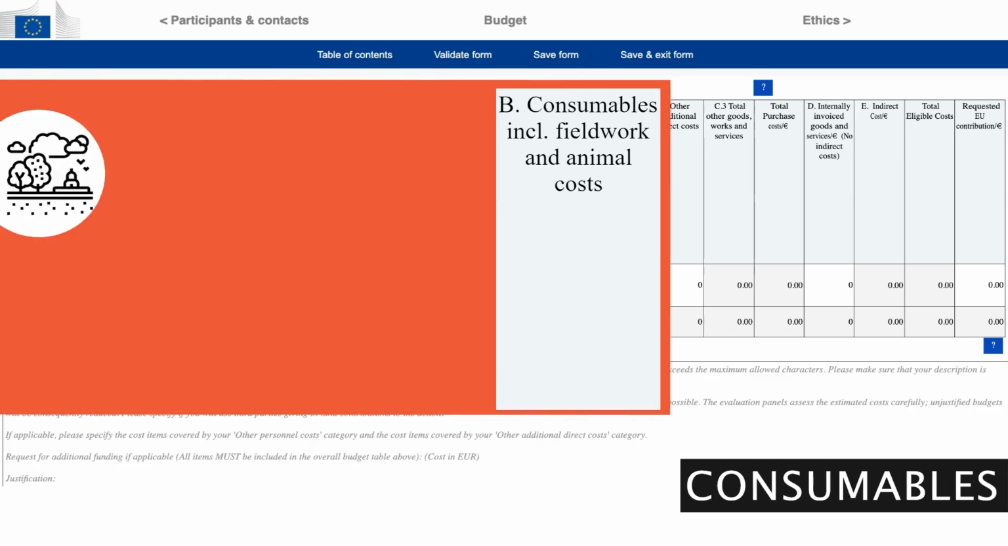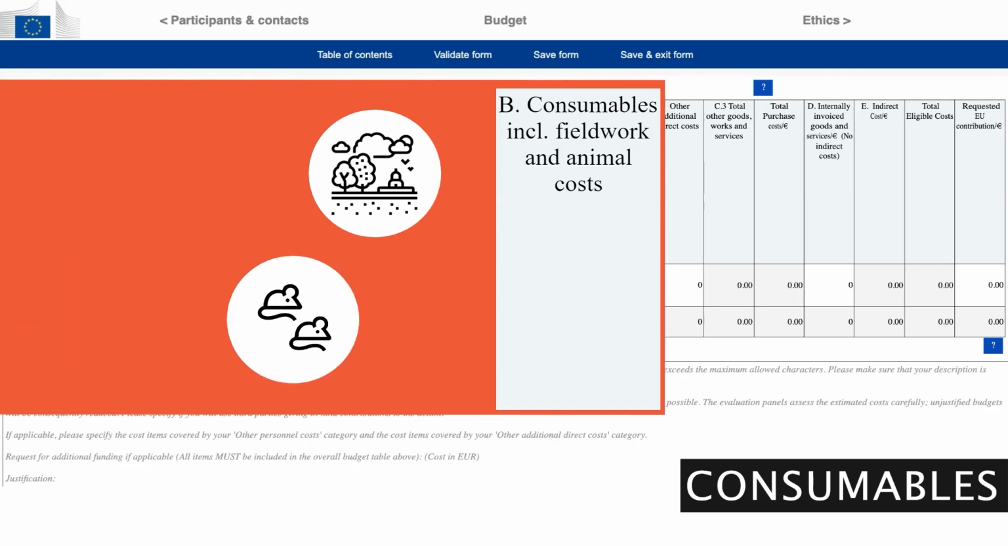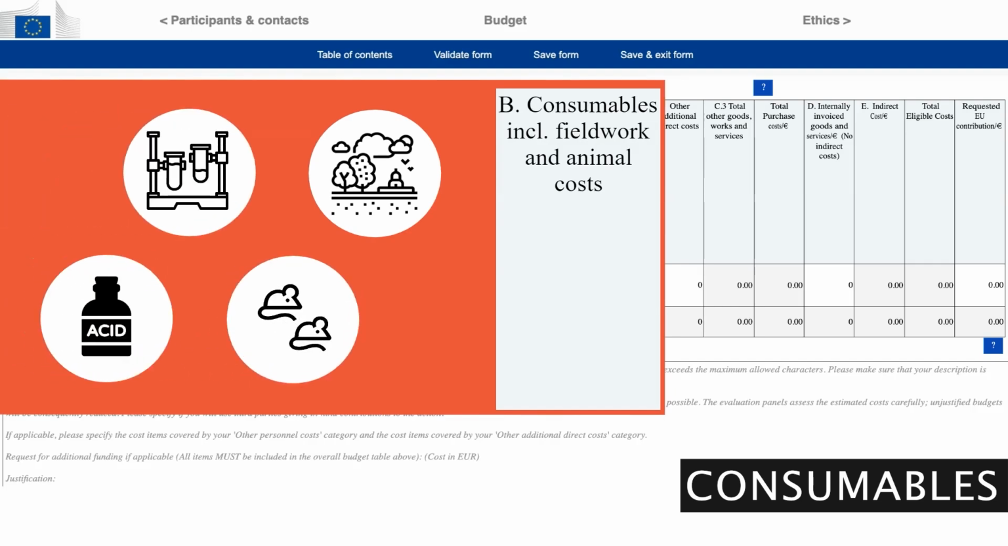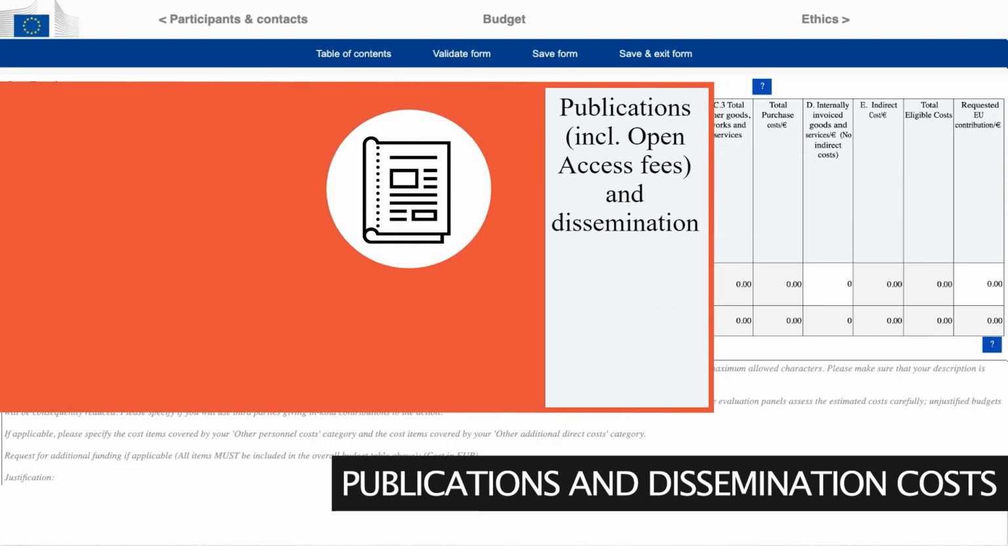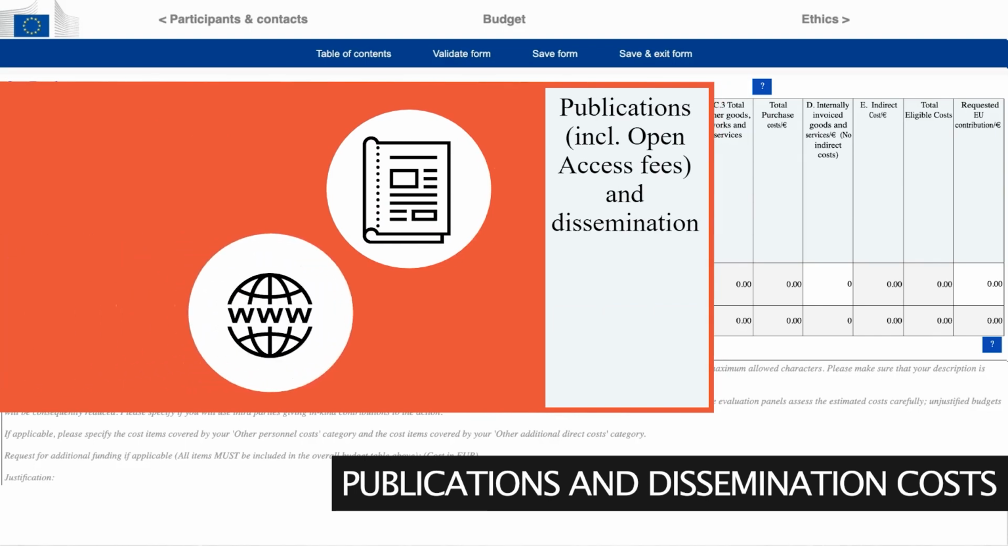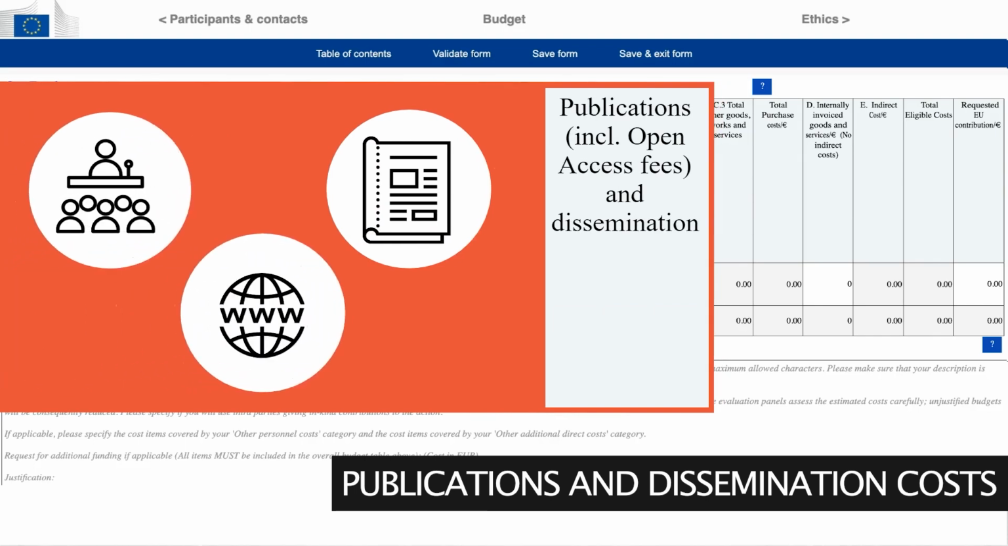Consumables typically include fieldwork, animal costs, laboratory equipment, or chemicals. As a rule, this budget category does not cover standard office equipment, since it is usually covered by the project's indirect costs. Under publications and dissemination costs, do not forget to plan your open access costs, the project web page, or costs related to organizing a conference, seminar, or other project-related events.